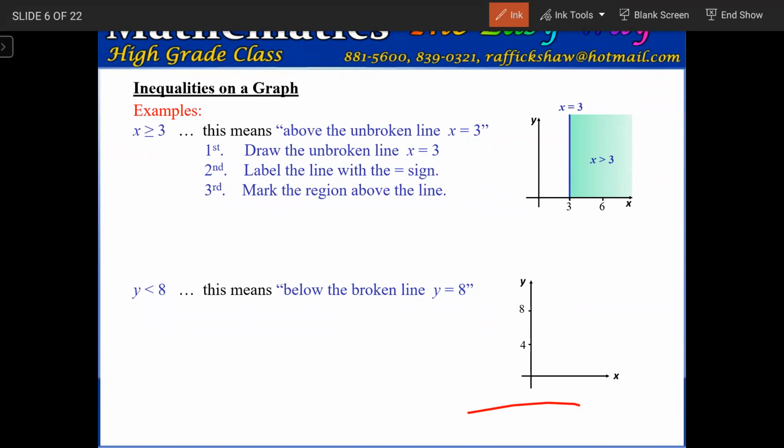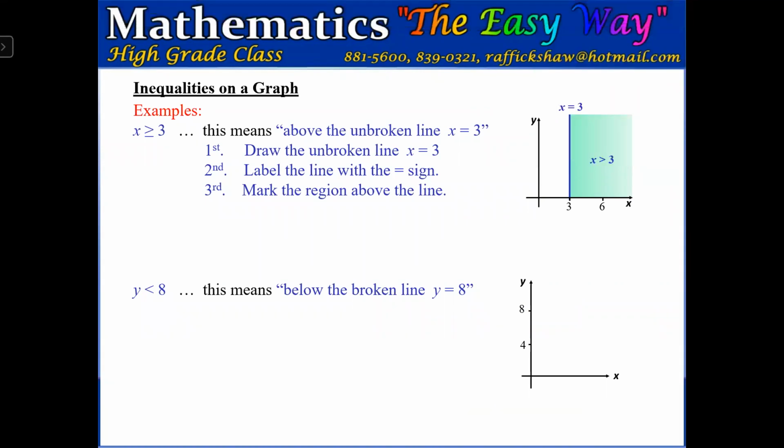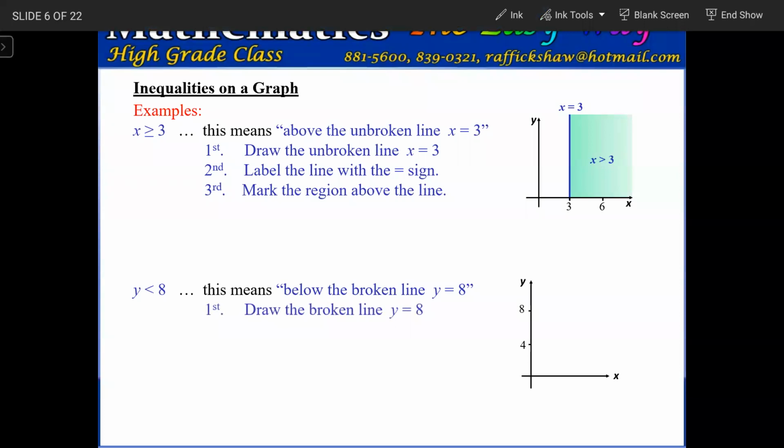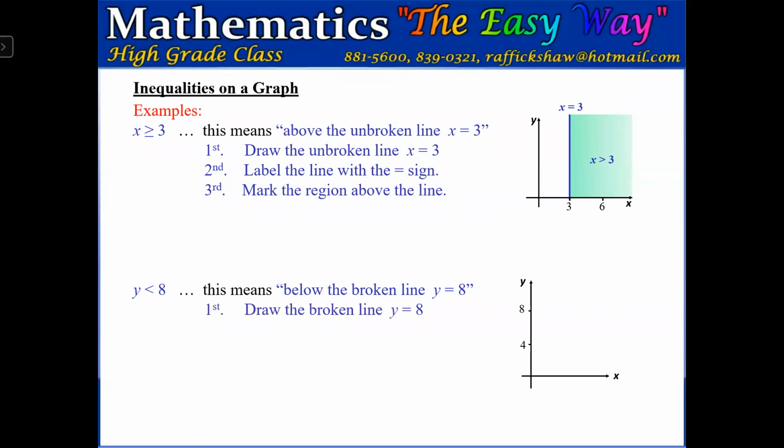You draw it broken. Draw the broken line y equals 8. That's it. And then you always label the line with the equal sign. Whether you draw the line solid or broken, you still label the line y equals 8, because that is the equal mark. So the line is y equals 8.